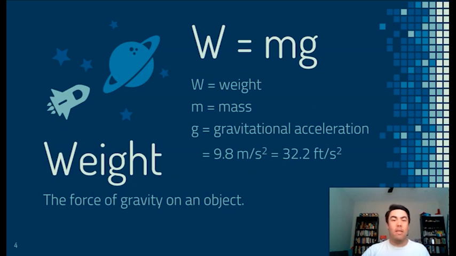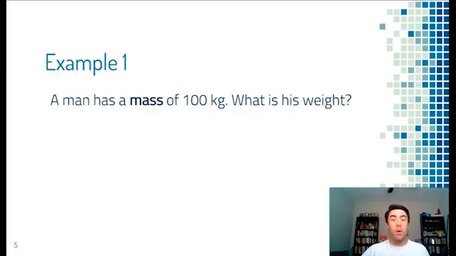Weight equals mass times the gravitational acceleration, where gravitational acceleration is 9.8 meters per second squared, or 32.2 feet per second squared, and that's constant on Earth's surface. It changes if you go to other planets, but for the sake of this class, we're going to be on Earth.